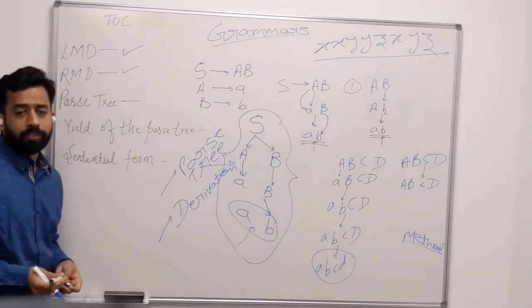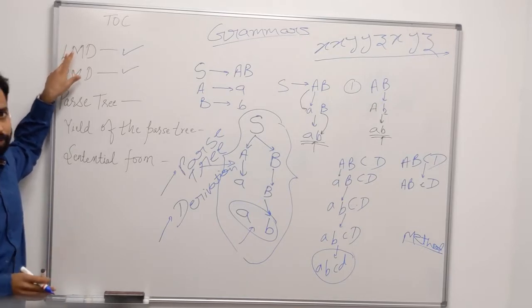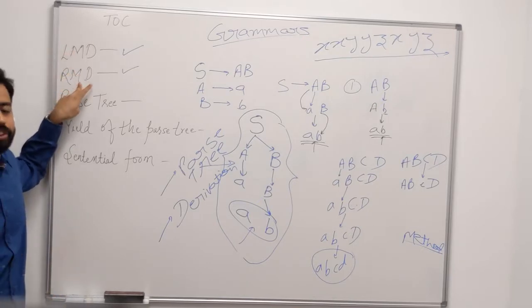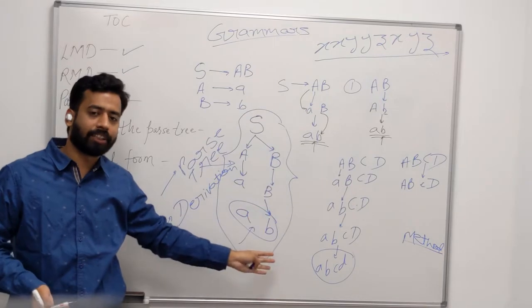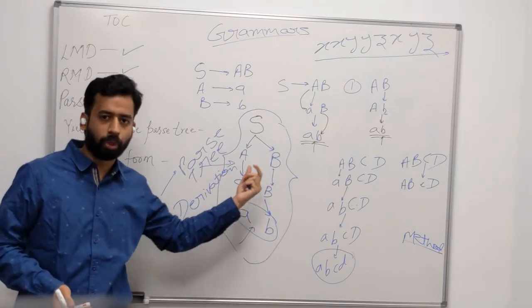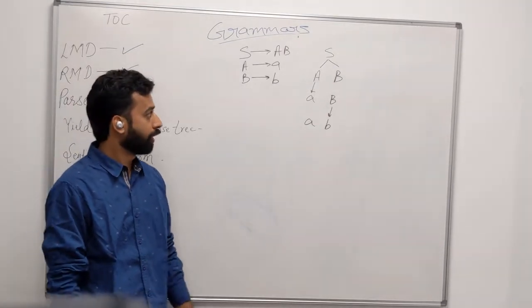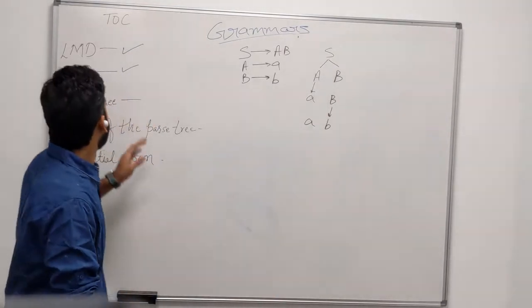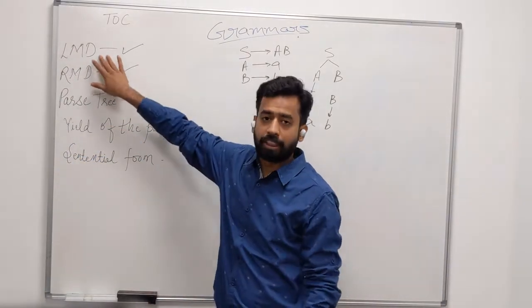So what is leftmost derivation? Deriving any string from the leftmost side is known as leftmost derivation, and deriving any string from the rightmost side is known as rightmost derivation. What is a parse tree? A tree representation of deriving any string. Either you can use LMD mode or you can do RMD mode. So that is known as a parse tree. Okay, so let me give you the definition first. So LMD means leftmost derivation.